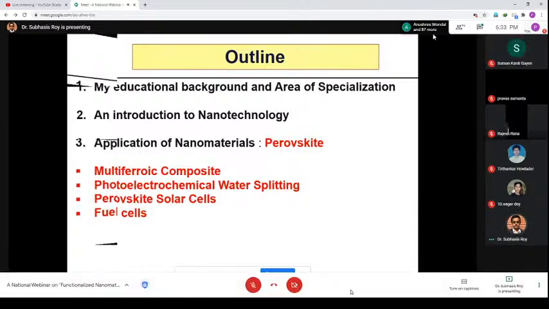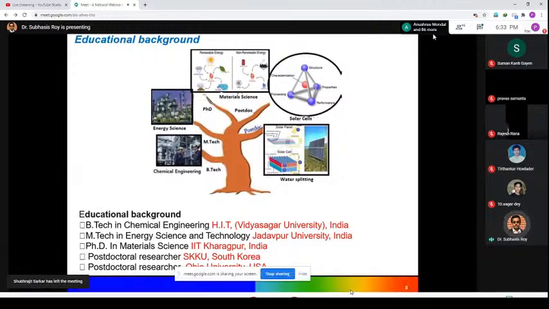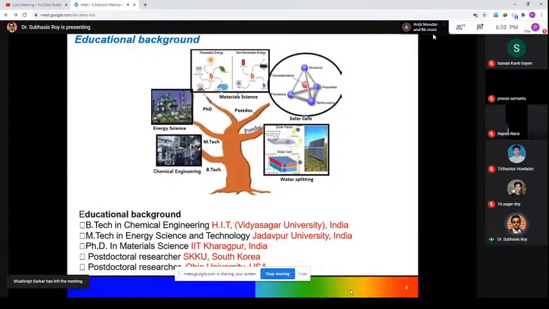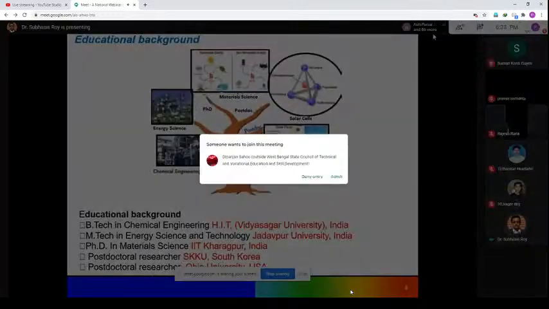First, my background: I did BTech from HIT, then MTech from Jadavpur University, and PhD from IIT Kharagpur. Then I did two postdocs, one in South Korea and another in the USA.